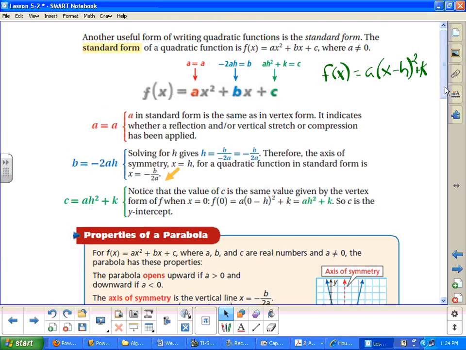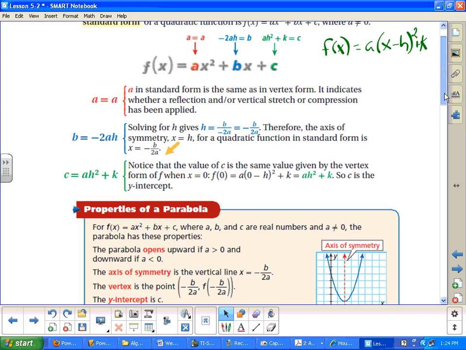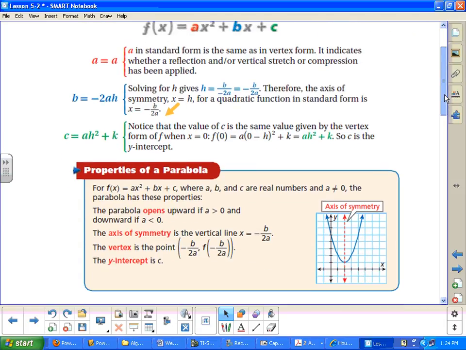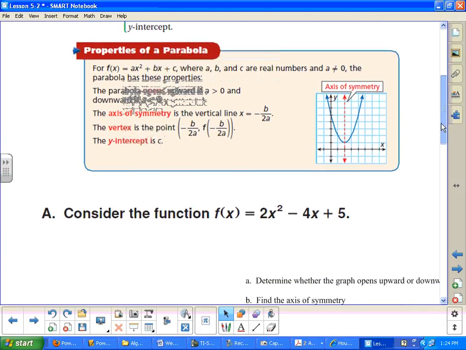The value of c, which is the y-intercept, is equivalent to ah squared plus k. If I let x equal 0, then it would simplify to ah squared plus k. So c is what we call the y-intercept, the number by itself. We've done a lot of work with that. So here we have these properties of a parabola, and these are something you're going to want to write down. These are things that you're going to want on your note card for sure.